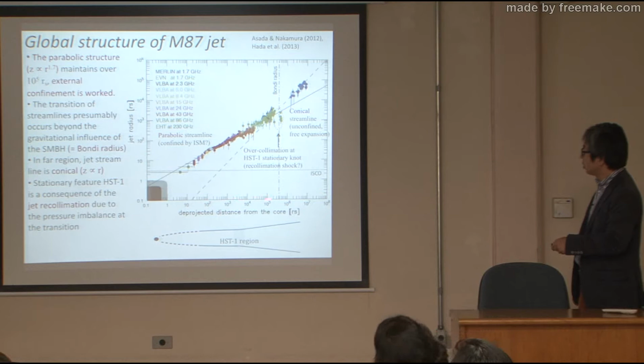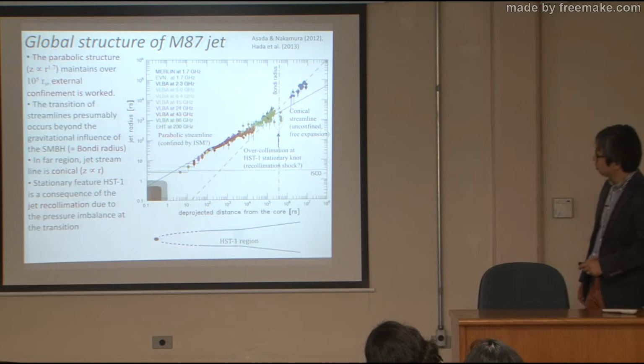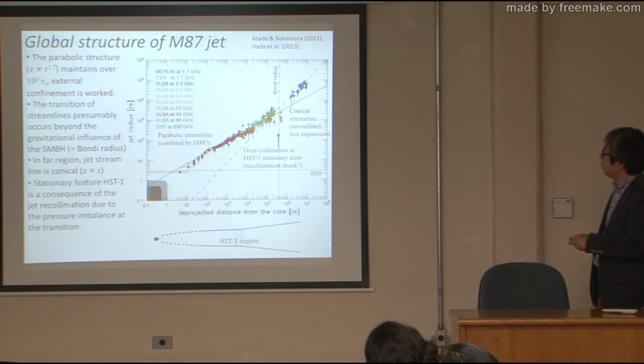This is one of the lines coming from here. This is from the black hole region, the shortest, smallest, nearest core at the black hole. This is still nicely one line, but here it looks like a bending. So we have a broken power law with different powers over there. This broken region is also related to the Bondi radius, and then this is over-collimated at the HST region.